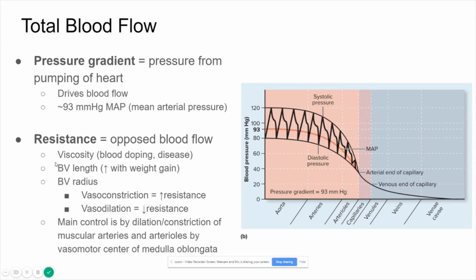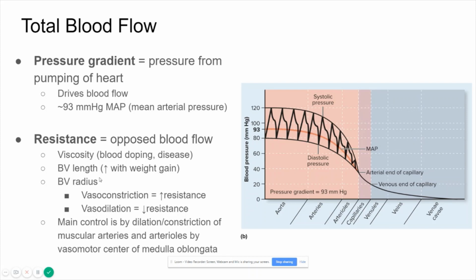The amount of resistance is also increased if you have a change in your blood vessel length. For the most part, our blood vessels don't change length significantly once we've reached adulthood. But if you gain a significant amount of weight, that can also increase the blood vessel length. That has a relationship to increase in blood pressure with an increase in weight gain.